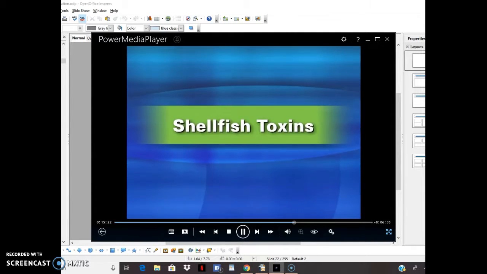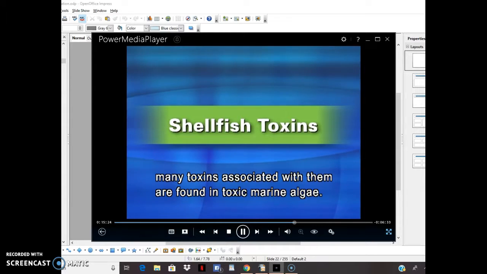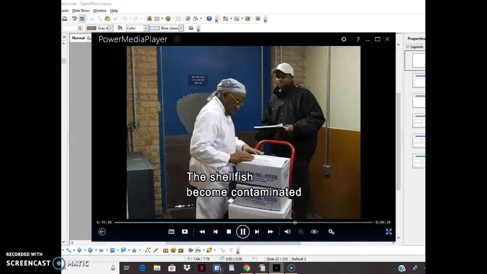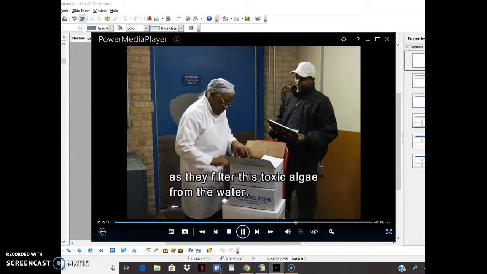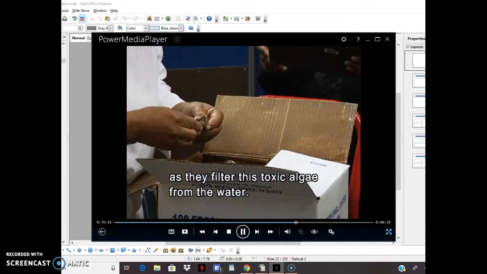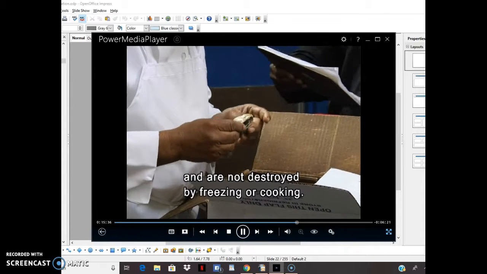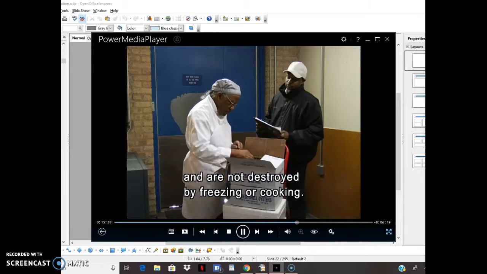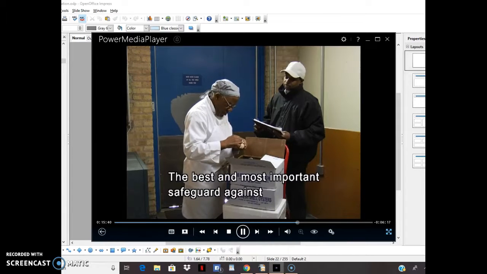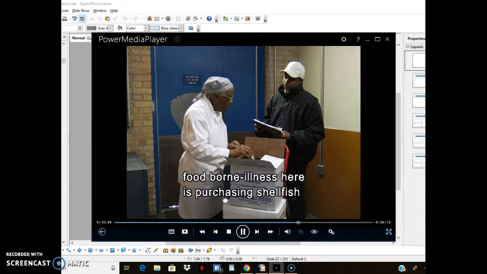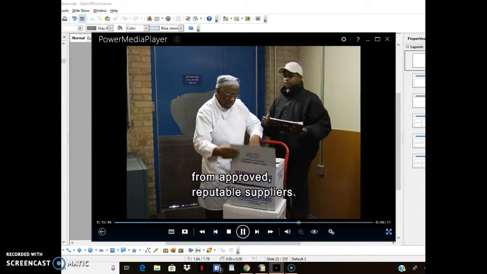Now, regarding shellfish, many toxins associated with them are found in toxic marine algae. The shellfish become contaminated as they filter this toxic algae from the water. As with fish, these toxins cannot be smelled or tasted and are not destroyed by freezing or cooking. The best and most important safeguard against foodborne illness here is purchasing shellfish from approved, reputable suppliers.